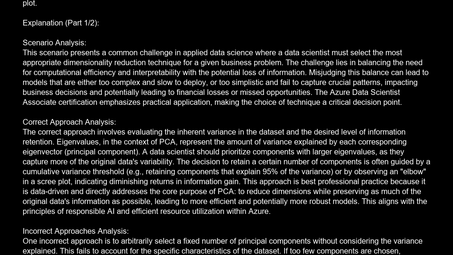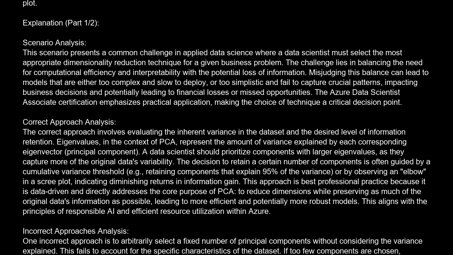This approach is best professional practice because it is data-driven and directly addresses the core purpose of PCA: to reduce dimensions while preserving as much of the original data's information as possible, leading to more efficient and potentially more robust models. This aligns with the principles of responsible AI and efficient resource utilization within Azure.